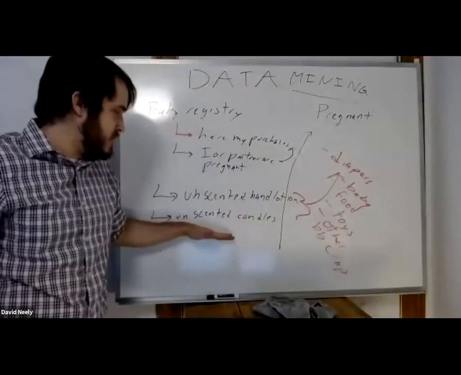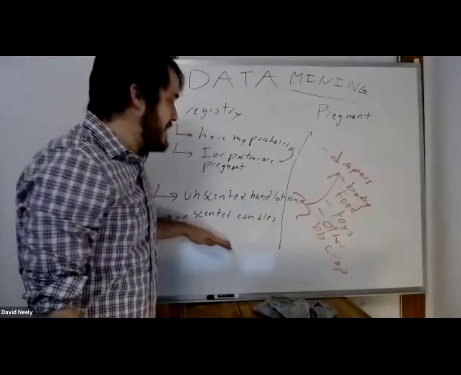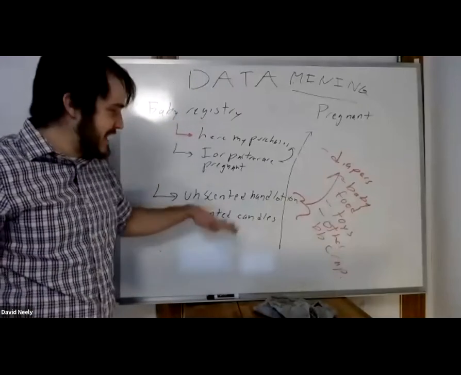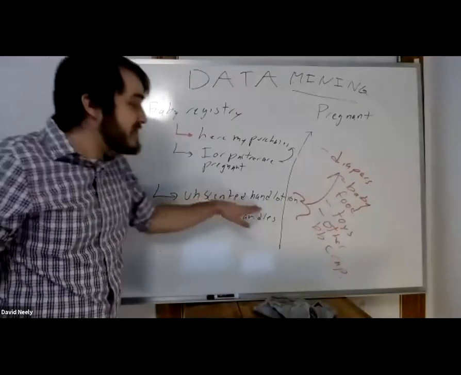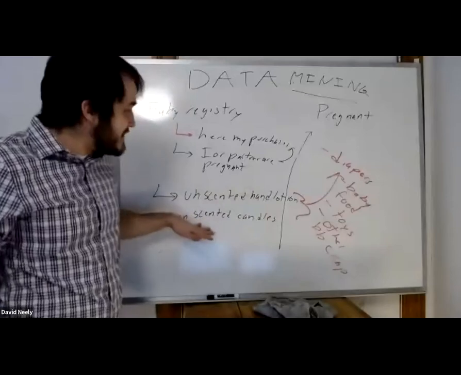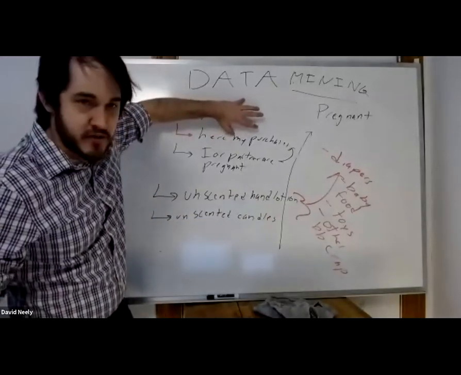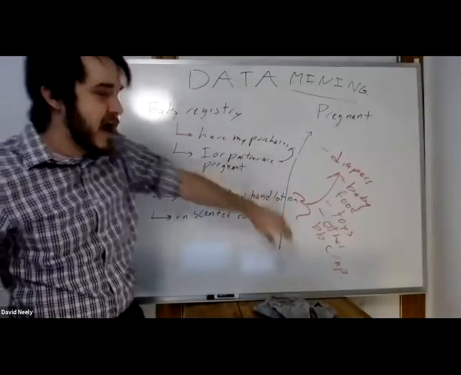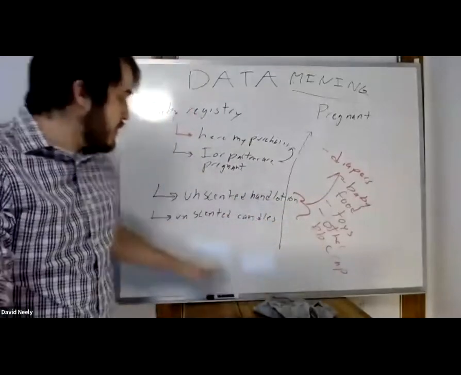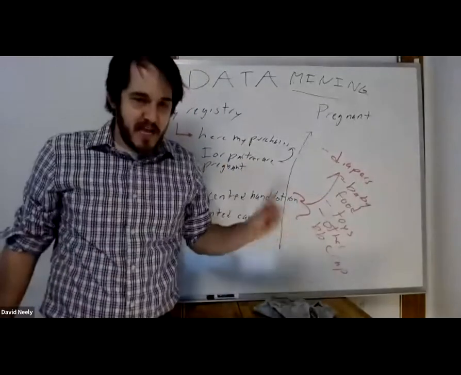All you have to do is go to a Target and think, I'd like some unscented hand lotion. And when you get that unscented hand lotion and it's hooked up to your account, even if you aren't on the baby registry, Target now is pretty confident that you're pregnant. And so this is one of the factors they used.